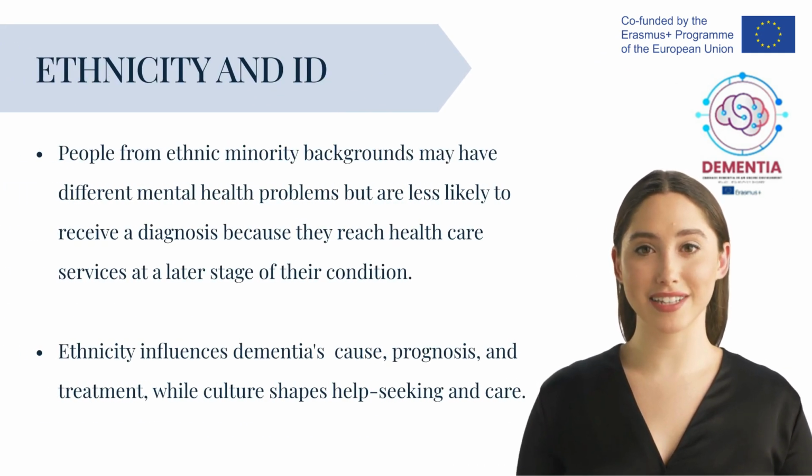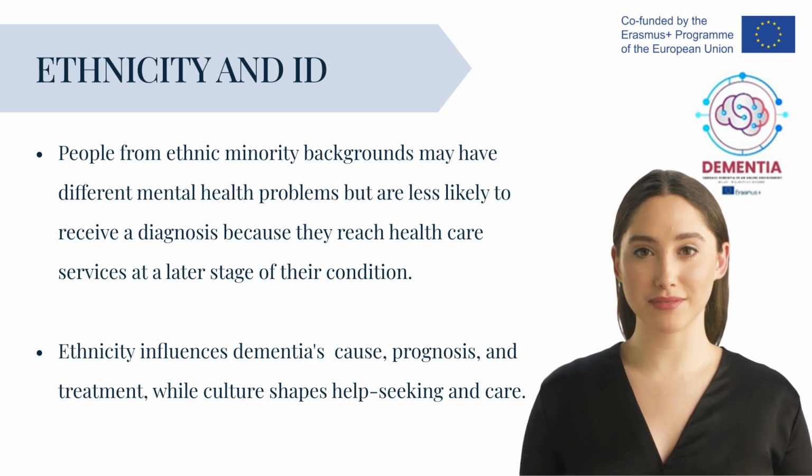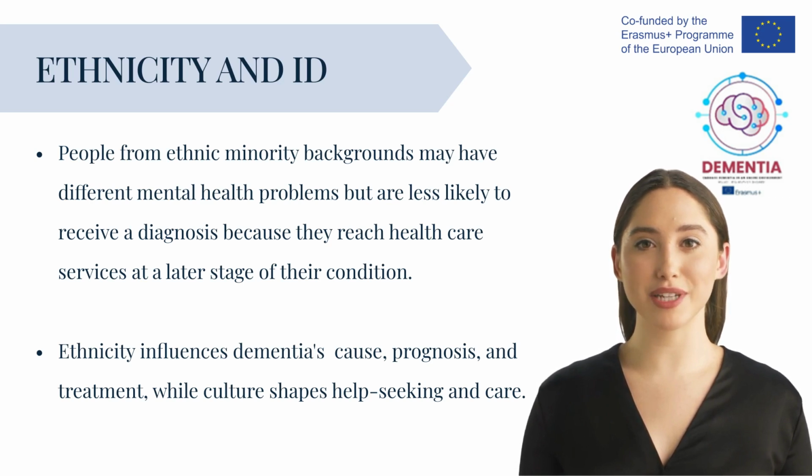Ethnicity and intellectual disability. Some studies found that people from ethnic minority backgrounds may have different mental health problems, but they are less likely to receive a diagnosis because they reach healthcare services at a later stage of their condition. It is known that ethnicity influences dementia's cause, prognosis, and treatment, while culture shapes help seeking and care.